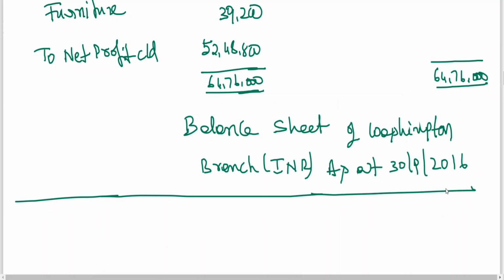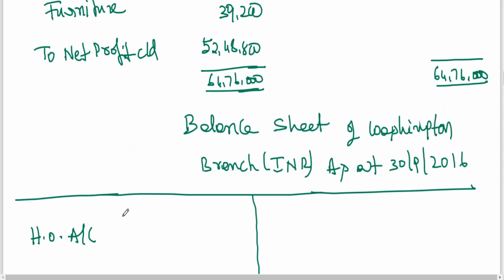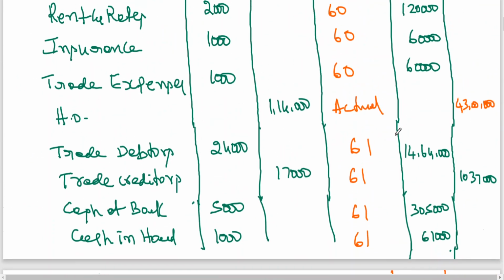Sir, what is capital, sir? See, I've told you, we had discussion in independent branches. I have told you that amount due to head office is like a capital for branch. Okay, so here I'm writing the headings liabilities, etc. Head office account. We got the balance of head office account, no? It has been mentioned here. 43 lakhs.